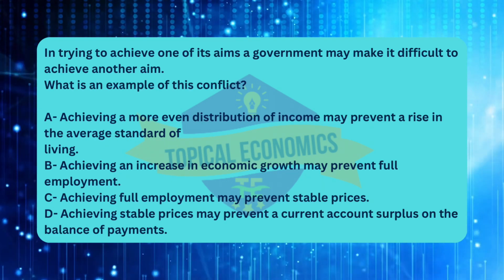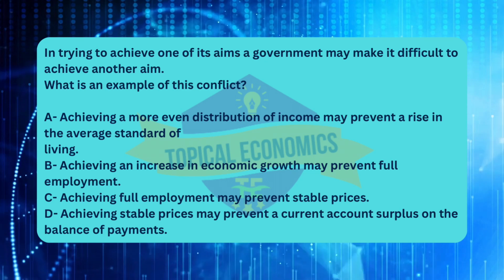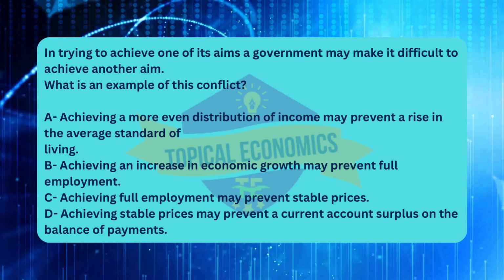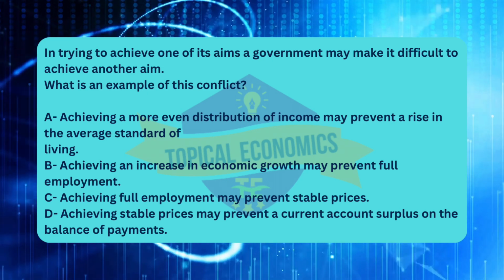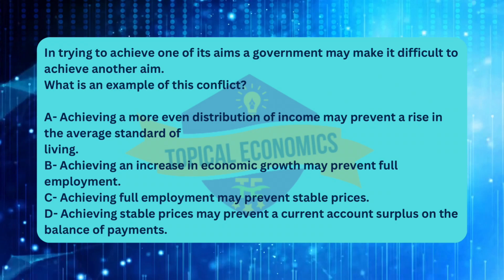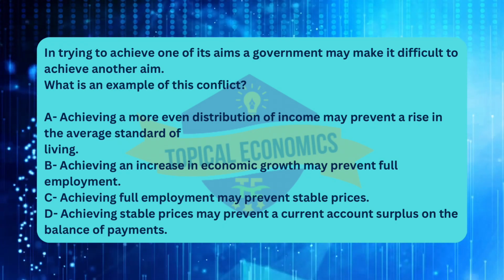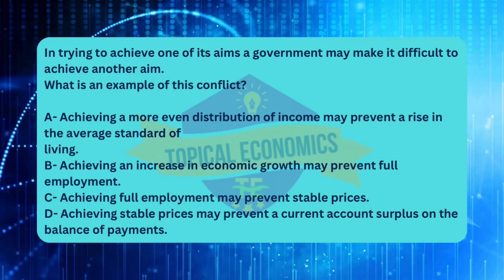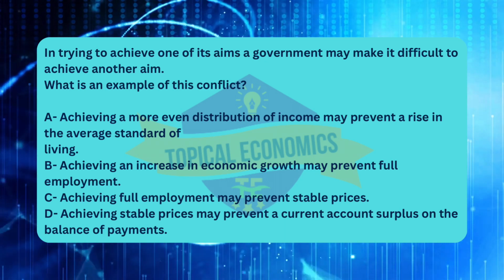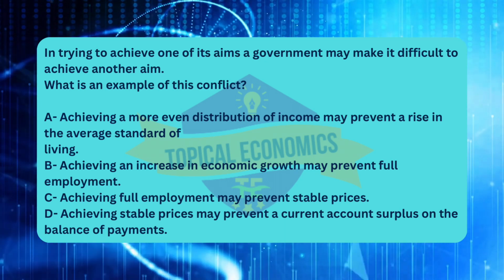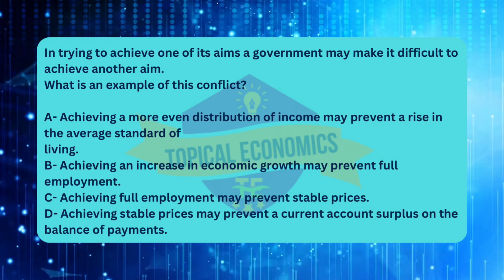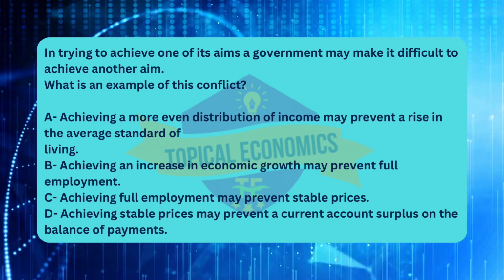Moving to question 11. In trying to achieve one of its aims, a government may make it difficult to achieve another aim. What is an example of this conflict? A. Achieving a more even distribution of income may prevent a rise in the average standard of living. B. Achieving an increase in economic growth may prevent full employment. C. Achieving full employment may prevent stable prices. D. Achieving stable prices may prevent a current account surplus on the balance of payments. The correct answer for this question is option C.